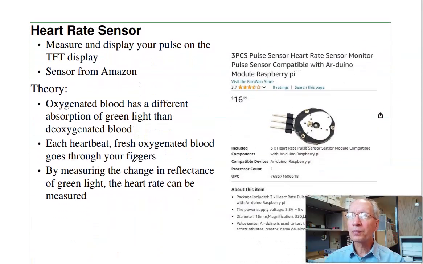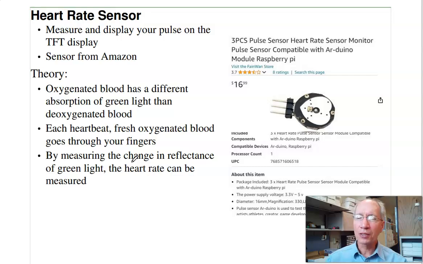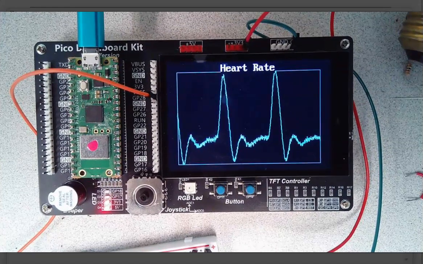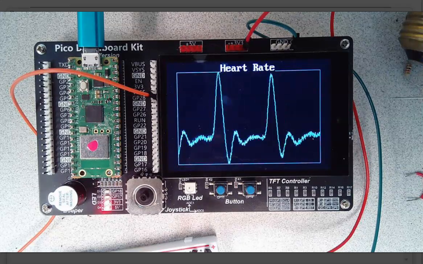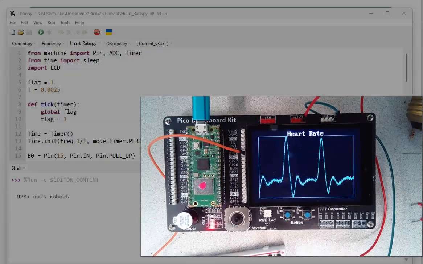Next topic. If I can measure current, I can also measure heart rate. For example, this is a heart rate sensor, similar code to from before, but instead of measuring the current to a light bulb, I'm measuring my pulse. It's coming out really clean. How do I do that?